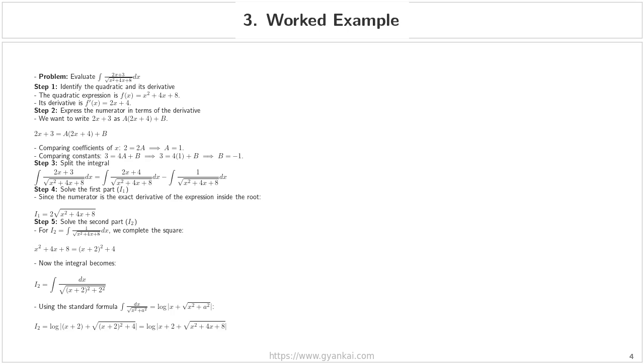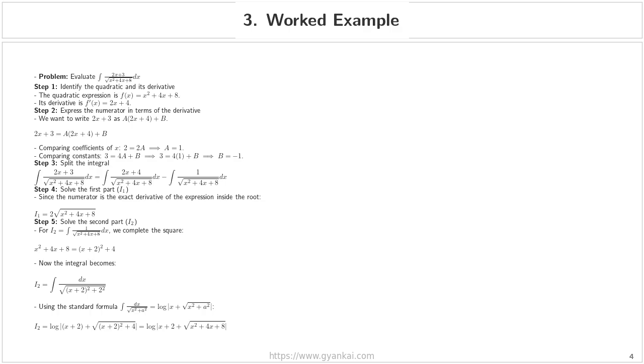Step 5. Solve the second part, I sub 2. Now for the second integral, I sub 2. This one requires a bit more work. We have the integral of 1 divided by the square root of x squared plus 4x plus 8 dx. To solve this, we need to complete the square.